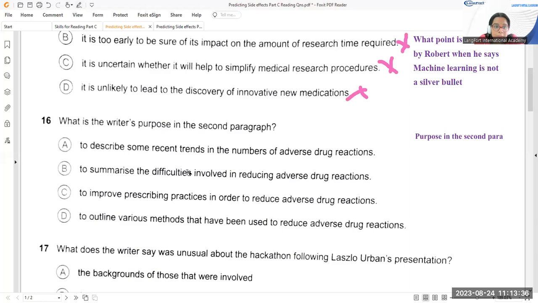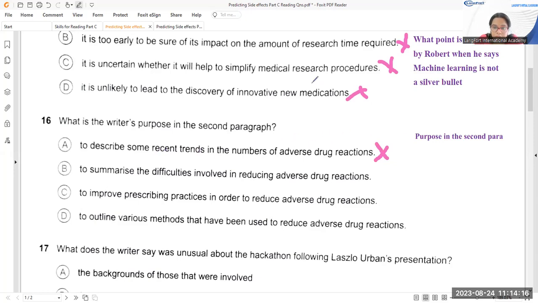Smita, we need to figure out the purpose of the paragraph. So Smita, can you read every option one by one? Yes, ma'am. Option A, to describe some recent trends in the numbers of adverse drug reactions. In the paragraph, did the writer mention any recent trends in the number of adverse reactions? No. You will be like, ma'am, they talked about USA, but they never said that what happened in the USA is recent. They just said in USA, 2 million and 20% of hospitalized patients are due to drug reactions. That's it. They never mentioned that it's a recent trend. So we cannot take A as the answer.